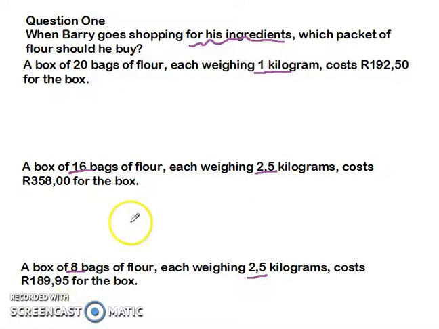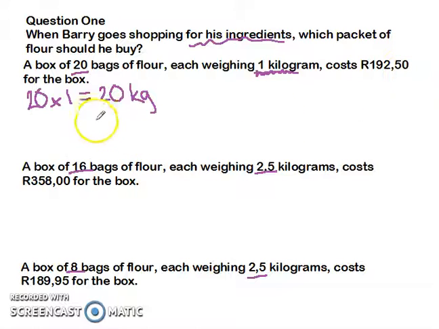So step 1 is to try and reduce all of the ratios so that it is 1 kilogram per whatever the cost is. So we need to figure out how many kilograms of flour he's buying in total for each one. 20 bags of flour, each weighing 1 kilogram. Well, that's 20 times 1 equals 20 kilograms. So he's buying 20 kilograms for 192 Rand and 50 cents.